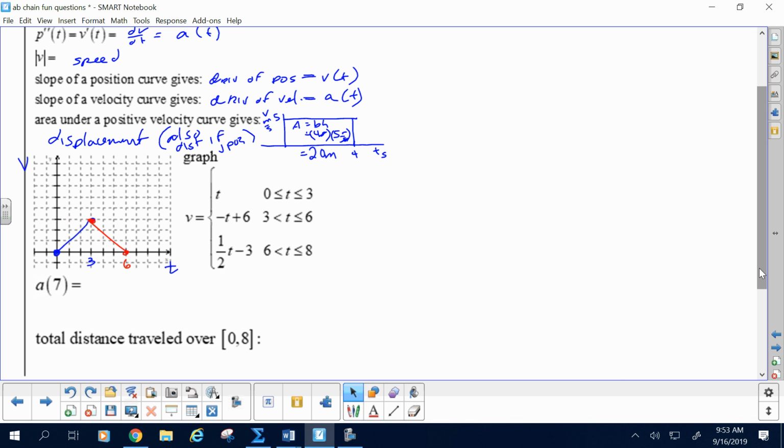And the last, at time 6, where does that third branch start? 0. Half of 6 is 3, minus 3 is 0. I agree. Where does it end? At 8, 1. So it goes to (8, 1), and the slope is up 1 over 2. Okay. All right, so there's the velocity graph.